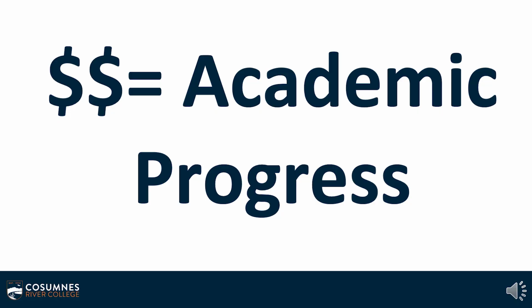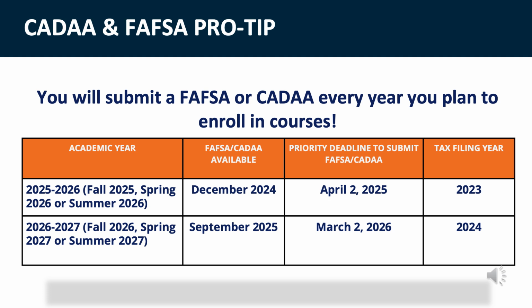All students who receive federal or state financial aid must maintain satisfactory academic progress, otherwise known as SAP. This means that students must maintain a minimum GPA of 2.0 and take the courses that are outlined on their education plan. If you have to change your courses or go below 12 units, make sure to talk to a counselor. Here's a pro tip from our financial aid office.